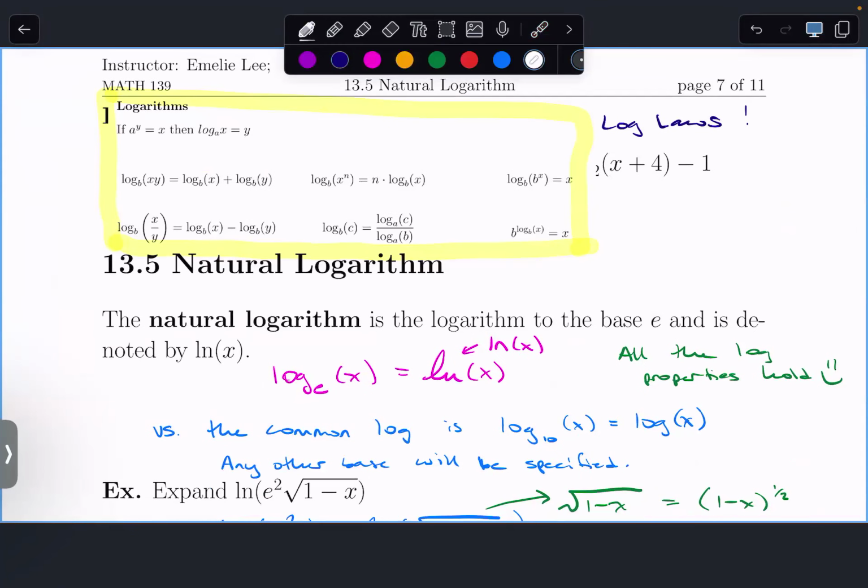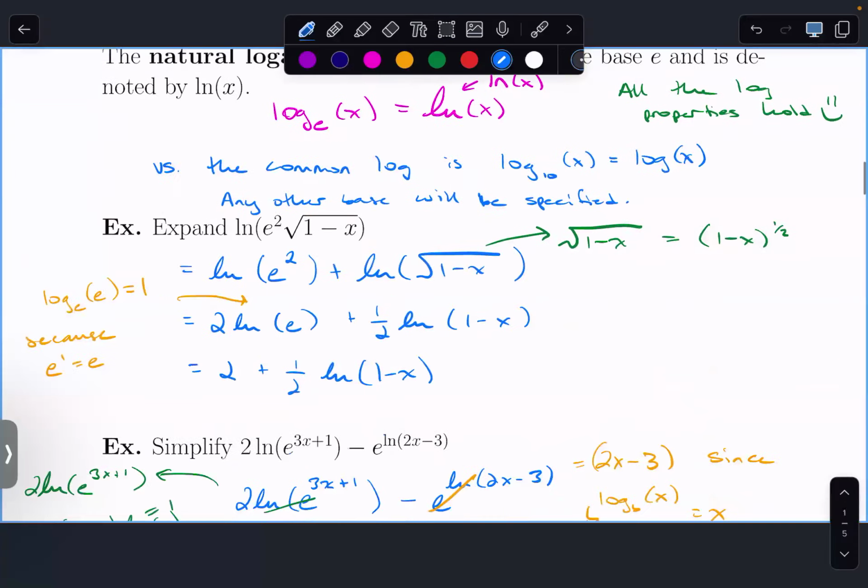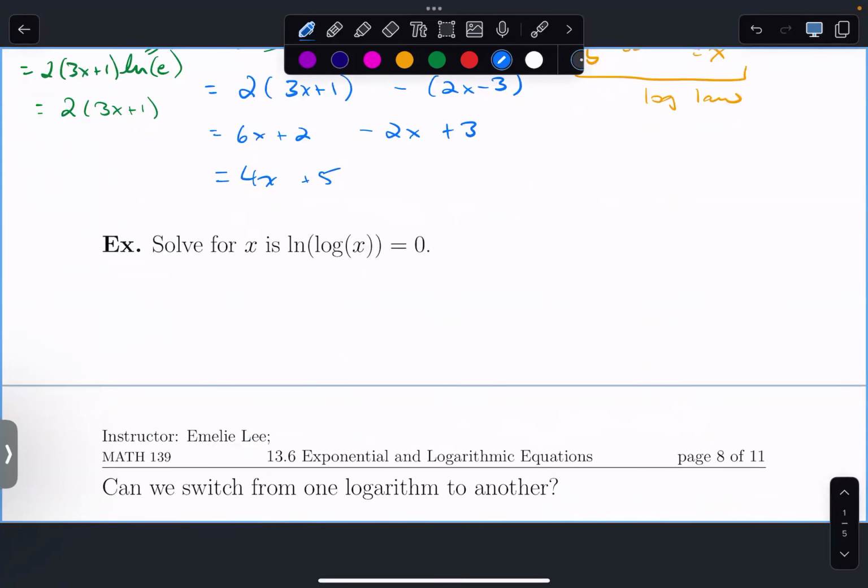And I'm just going to do something kind of weird here and erase that because it's confusing. Okay. We have to solve for x in the natural log of the common log of x is equal to 0. What are we going to do? Oh, first I'll fix this typo. Pretty sure it should be ln.